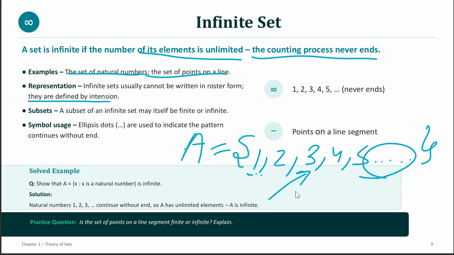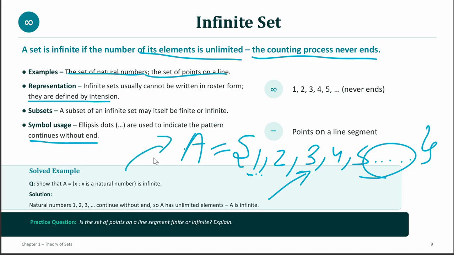A subset of an infinite set may itself be finite or infinite. In the case of finite sets, we talked about how a subset of a finite set is always finite. But in the case of an infinite set, a subset could be infinite as well as finite. Ellipsis dots are used to indicate the pattern continues without end. We use the ellipsis dots, right? So here, A is the set of x such that x is a natural number. So obviously it is going to be an infinite set. You can denote it this way.